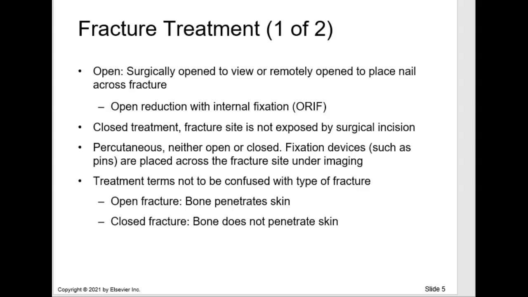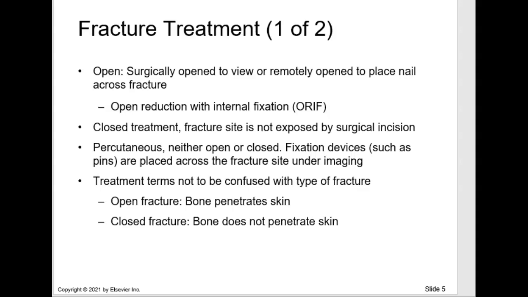And one thing, treatment terms should not be confused with type of fracture. An open fracture is where the bone protrudes out of the skin. The bone penetrates the skin. A closed fracture, the bone does not penetrate the skin. You don't see the bone coming out of the skin. Now you can have a closed fracture, where the bone's not coming out of the skin, but have an open reduction internal fixation. That means they have to make an incision to get in there to close that fracture. So make sure you know the difference.